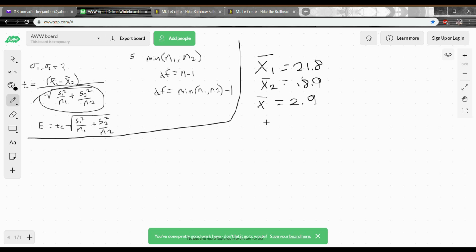We're going to have our sample standard deviation for the first data set be 8.7, and the sample standard deviation for the second data set be 7.2. Our sample size number 1 is 12, and our sample size number 2 is also 12. Typically, to find the degrees of freedom, we would take the lesser of these two data sets. However, they're the same, so 12 minus 1 is 11. We have 11 degrees of freedom.